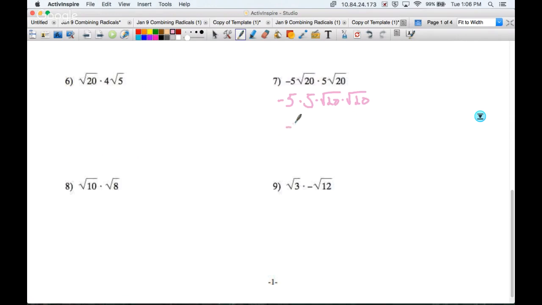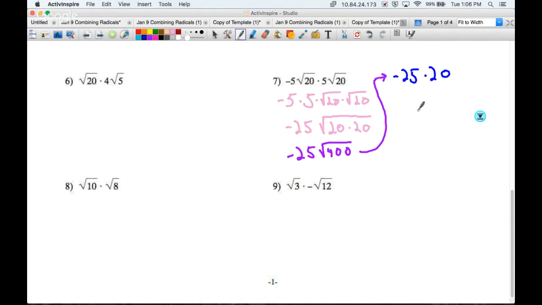-5 times 5, that's going to be -25. Square root of 20 times the square root of 20 is going to become one big square root of 20 times 20. That's the product property in reverse there. And so now we've got -25 times the square root of 400, which equals -25 times 20. -25 times 20 is -500.